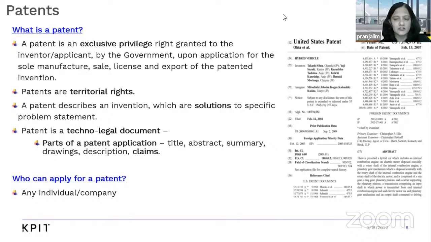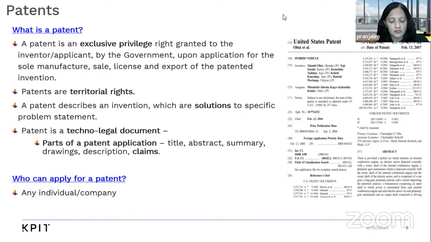Like we have seen in the earlier slide, IP rights are basically exclusive rights that are given for your IP creation. So when you patent an idea, the government of each country will give you an exclusive privilege right that will be given only to the ideator or the applicant once you apply for a patent. And this right means that you are the only one who can sell, manufacture, license or export your patented invention. So you will have a monopoly right for your patented idea.